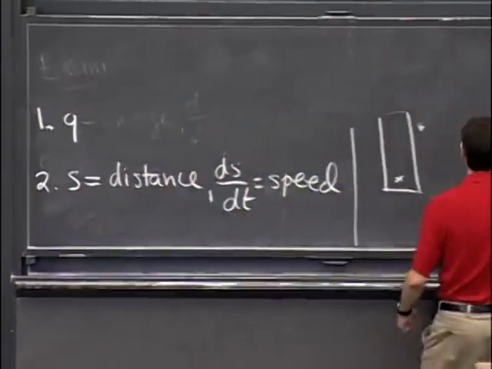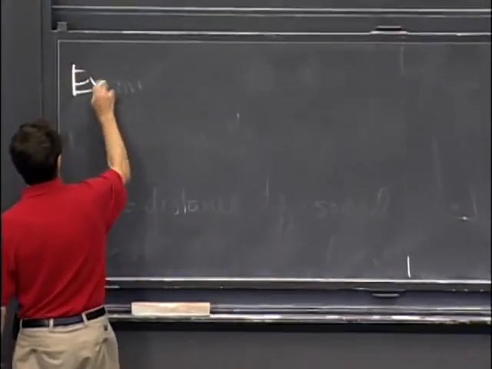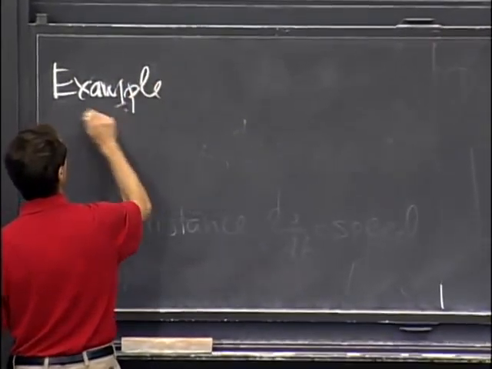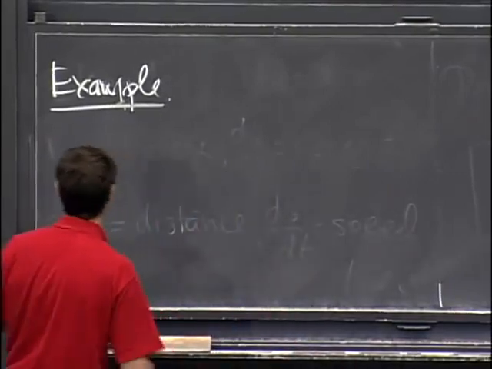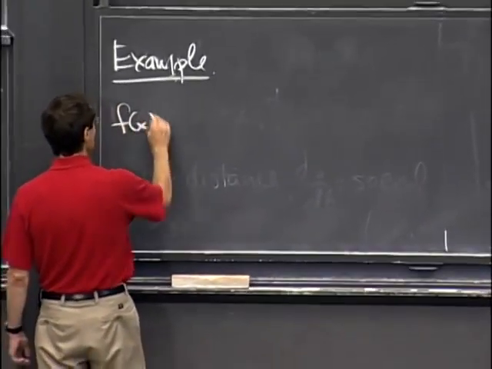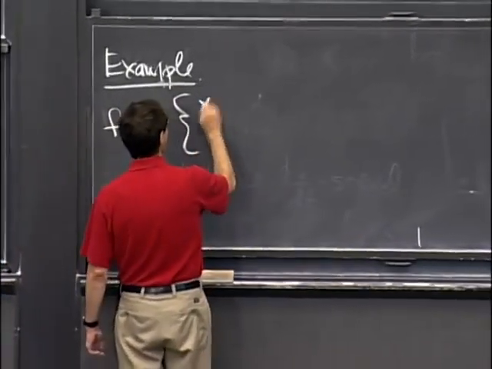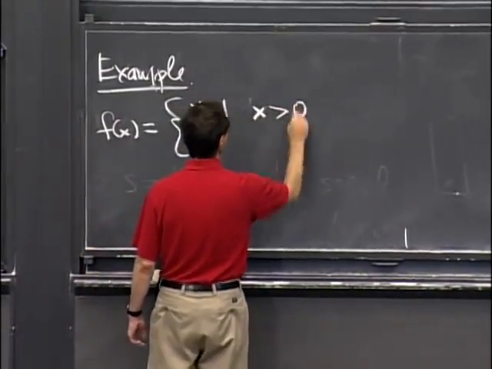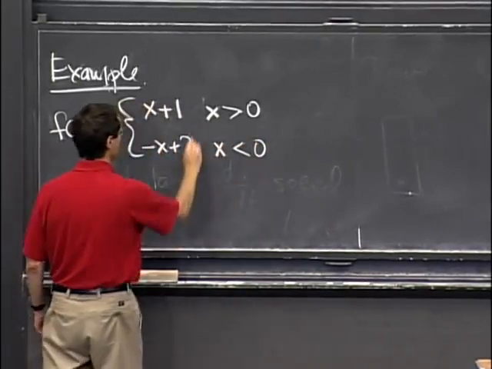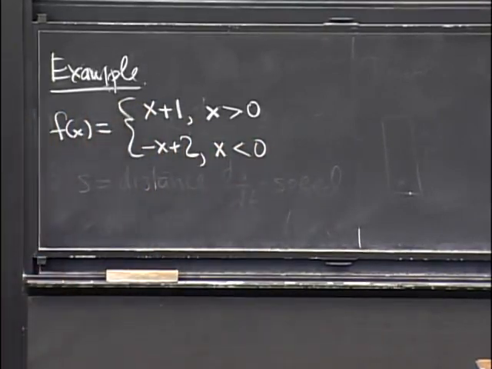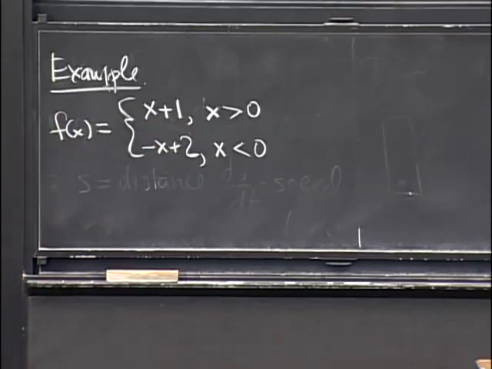Okay, so I want to give an example of this, and also an example of how you're going to think about these sorts of problems. So I'll take a function which has two different definitions. Say it's x plus 1 when x is bigger than 0, and minus x plus 2 when x is less than 0. All right, so maybe put commas there. So when x is greater than 0, it's x plus 1.